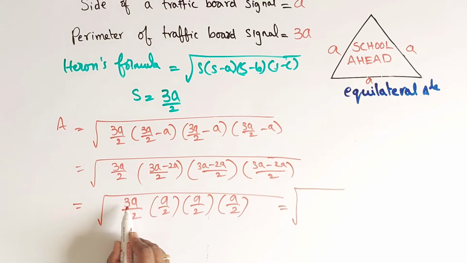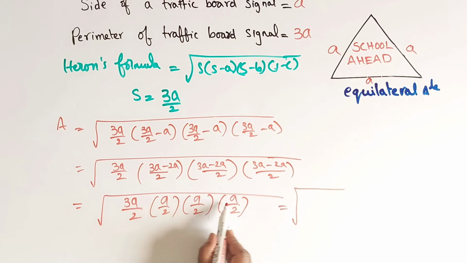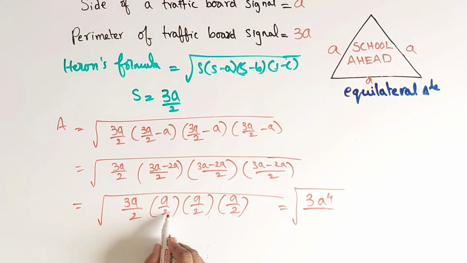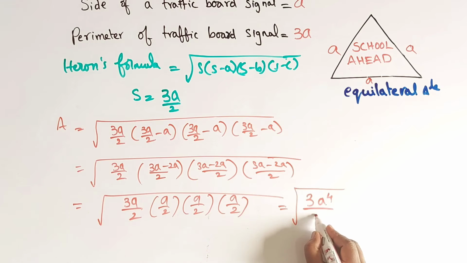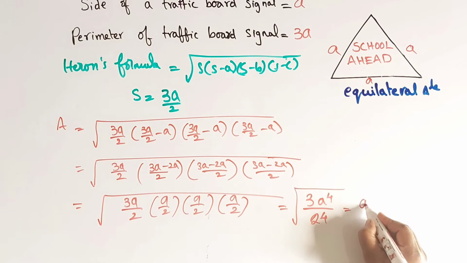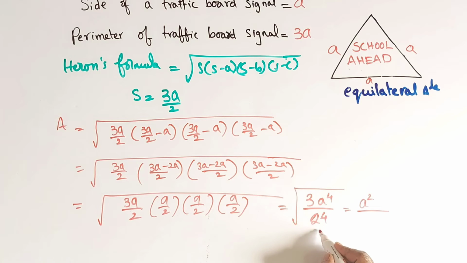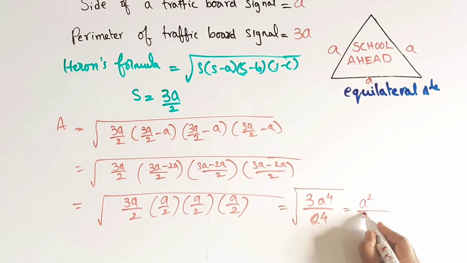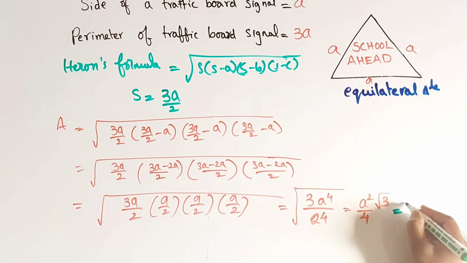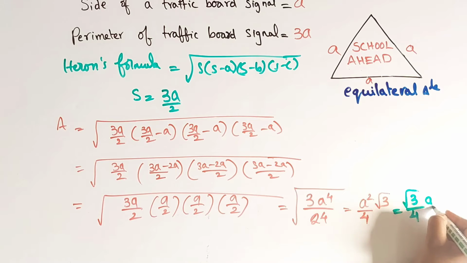Now we can write 3. How many a's, children? 1, 2, 3, 4. So 3a power 4 divided by how many 2's? 1, 2, 3, 4. That means I can write 2 power 4, or 4 square also. Correct, children? If you take a power 4 outside, it will be a square, divided by 2 power 4, which outside becomes 2 square. That means 4, children. Correct? So root 3 is inside. Therefore, the formula for the area of an equilateral triangle is root 3 by 4 a square.